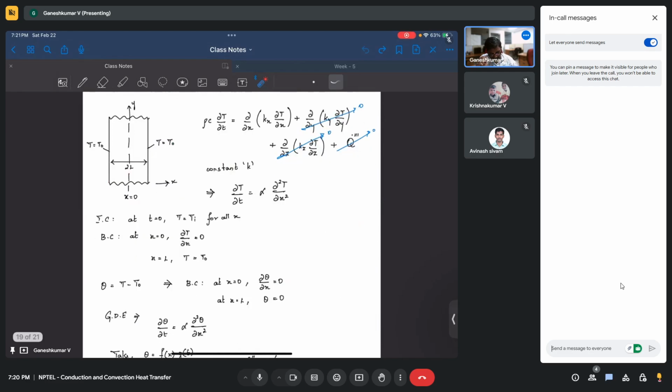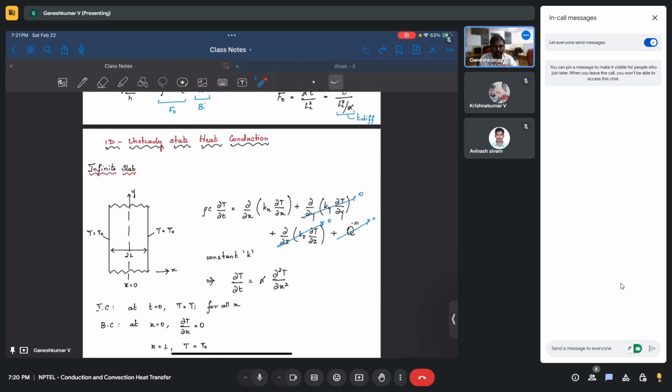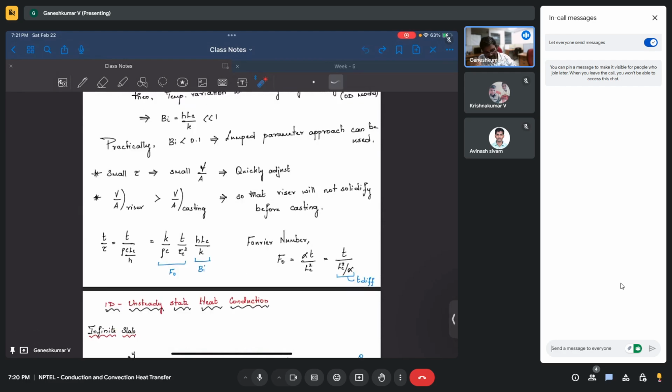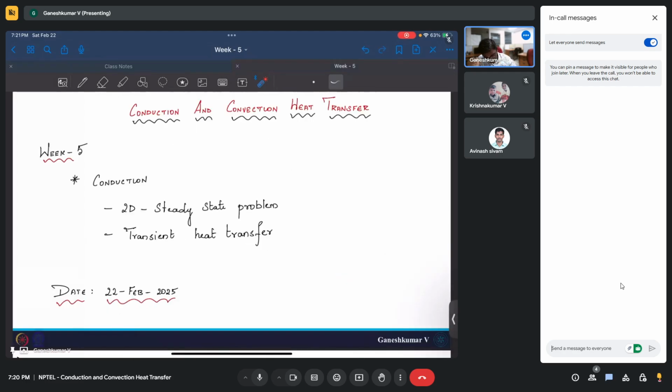You cannot really do this by hand. You may need to use computers or programs to predict the temperature. Okay, all right. So this is what we did in the class.